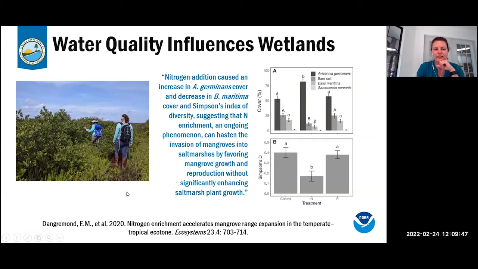And then we have this study from Emily Dingerman and others from the GTM estuary where they showed that adding nitrogen caused an increase in Avicennia germinans, or black mangroves, and a decrease in Batis maritima, or the succulent marsh species. This suggests that nitrogen enrichment, an ongoing phenomenon, can hasten the invasion of mangroves into salt marshes by favoring mangrove growth and reproduction without significantly enhancing salt marsh plant growth. So another piece to the puzzle for us to consider.